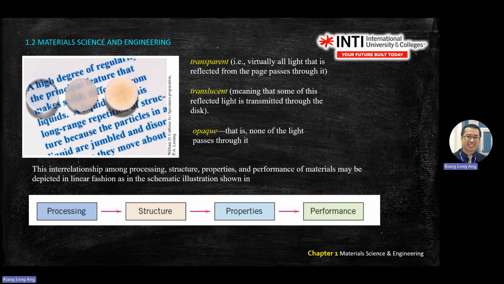Okay, so this diagram usually comes out in section A of the question. It will ask you to tell the relationship of processing, structure, properties, and performance. Some questions ask you about processing, some will look at structure, some are properties and performance.